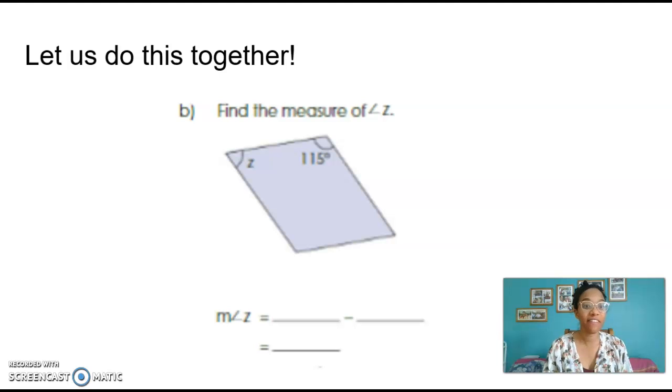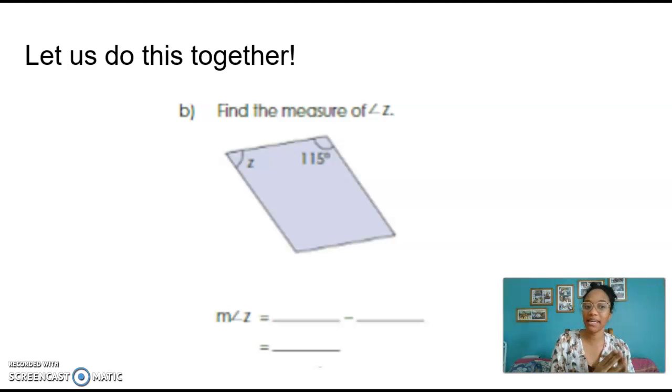Next, we need to find the measure of angle z. Let's think about which of our 3 theorems is going to help us. The sum of all interior angles? No, because we don't know 3 of the 4 angles in the quadrilateral, so that won't help us. What about our second option? We have the opposite angles. Well, is z opposite the angle we know? No, they're side by side, so we're going to use our adjacent angle theorem.